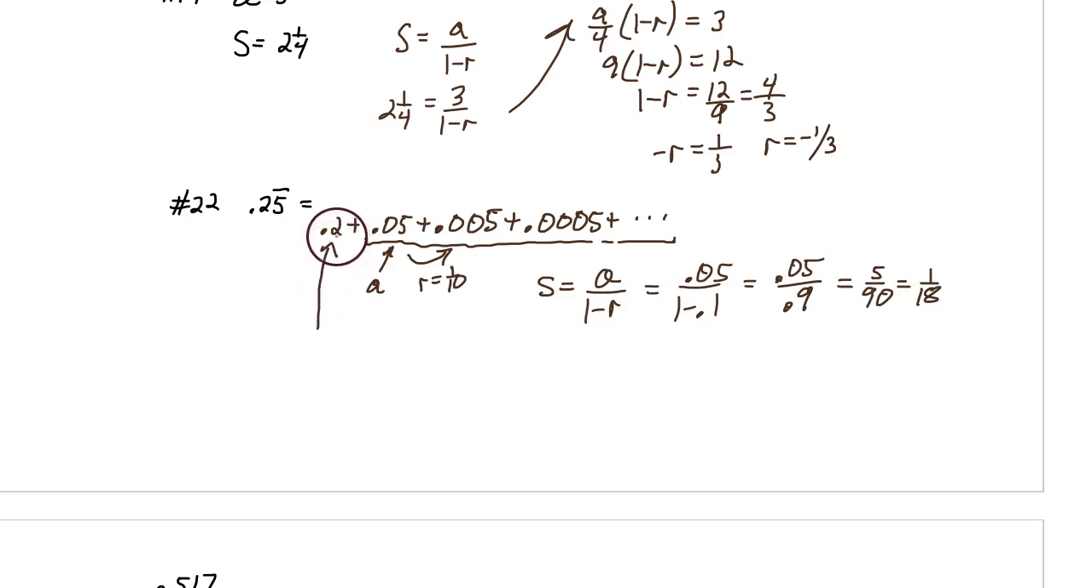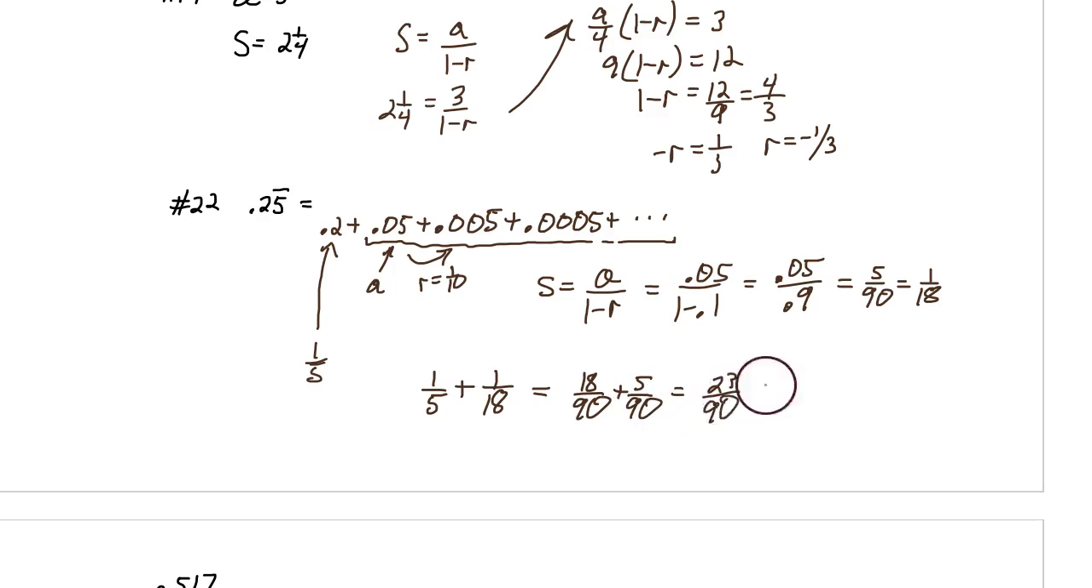What fraction is equal to 0.2? That's the fraction 1/5. So our original decimal 0.25 repeating is equal to 1/5 plus 1/18. Let's get common denominators and add this together. If we use a common denominator of 90, then this is equal to 18/90 plus 5/90. And that makes 23/90.